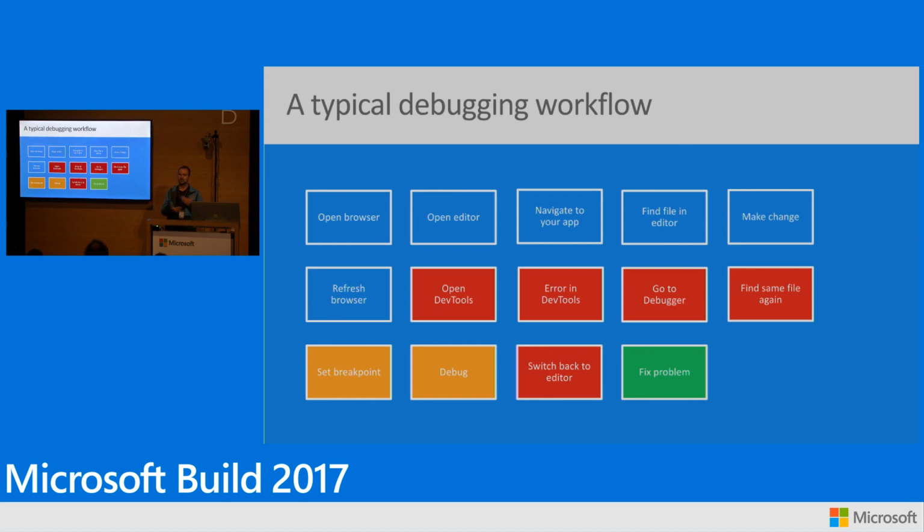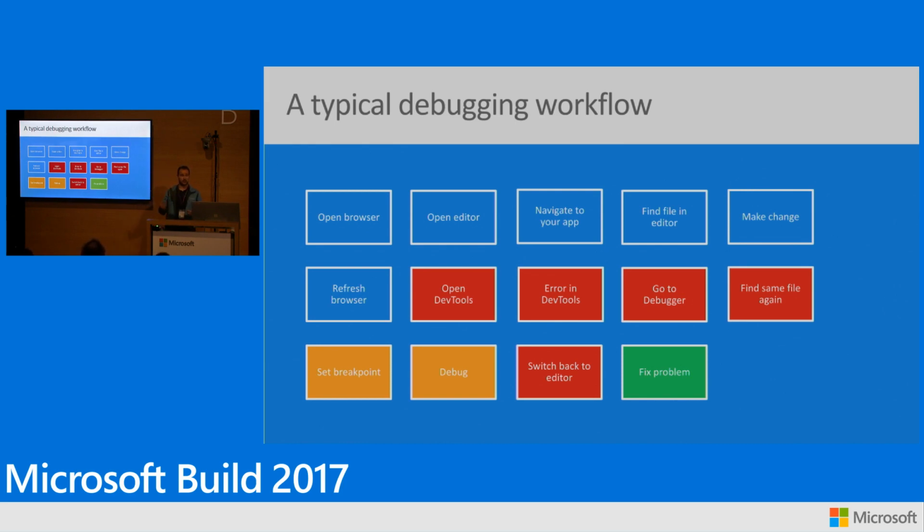Because usually, client-side developers open the browser, go to the editor, and navigate to the app in the browser. Then they also try to find the same files inside the editor. They make a change inside the editor. Then they go to the browser and refresh the page. Then they probably need to open the browser dev tools, look in the console and script debugger to find what the error was. Then they go to the debugger inside the dev tools, find the same file they just opened inside the editor, and set their breakpoint there.